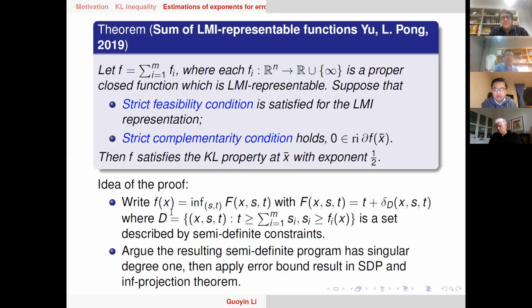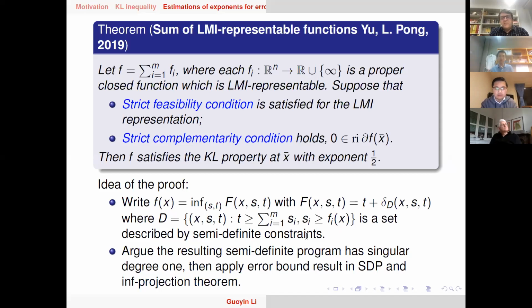So what we do is that we write the function f(x) as the inf projection of this form. So we write this as the inf of t with the constraint that t is bigger or equal to the sum of s_i, each s_i dominating f_i(x). Okay, and remember that this is the epigraph of f_i, and they can be rewritten as a semi-definite program constraint. So this infimum projection is really an optimization, actually a semi-definite programming problem in this case. So you minimize the linear function, which is t here, over a linear matrix inequality constraint. So it's a semi-definite programming problem.